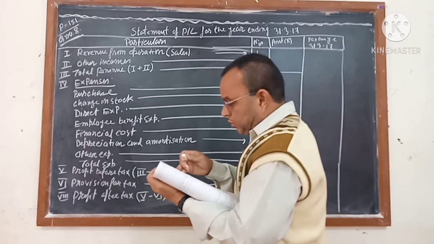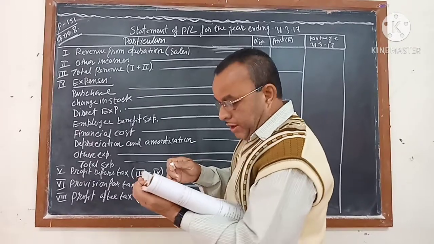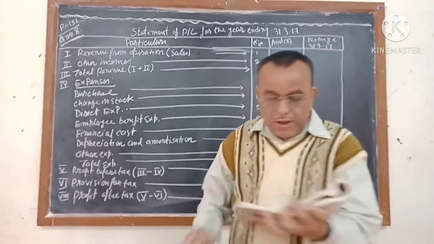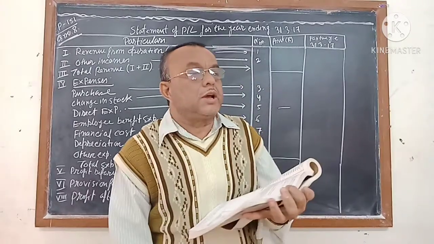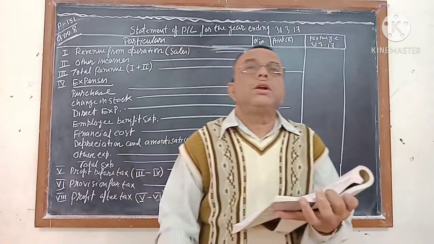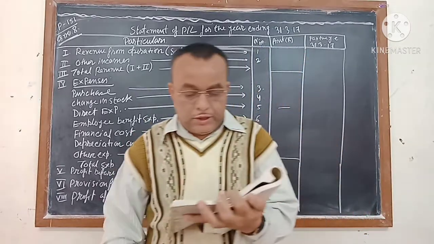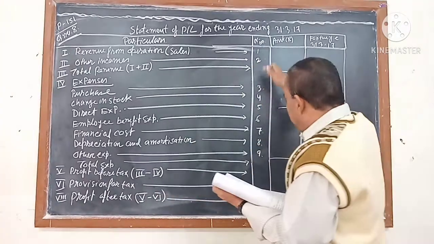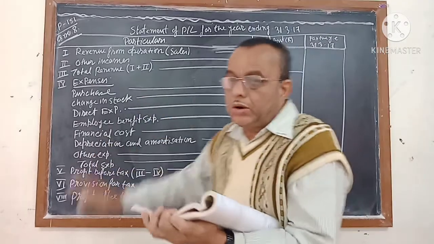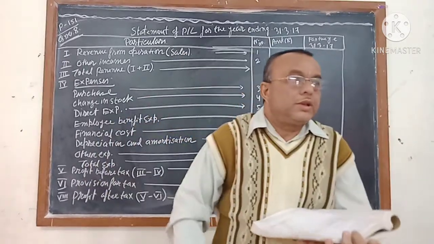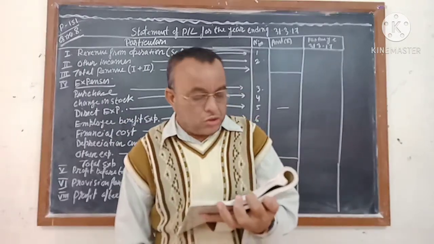1, 2, 3, 4, 5, 6, 7, 8. Here in your book it is 8. That means a total of 8 amounts are there. But here you have a total of 9. That means at one place, where the amount is not given, you have to put a dash.